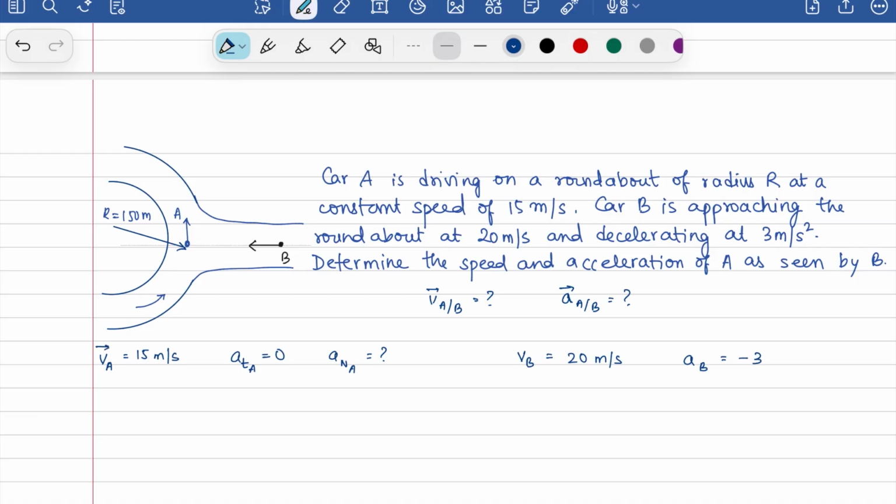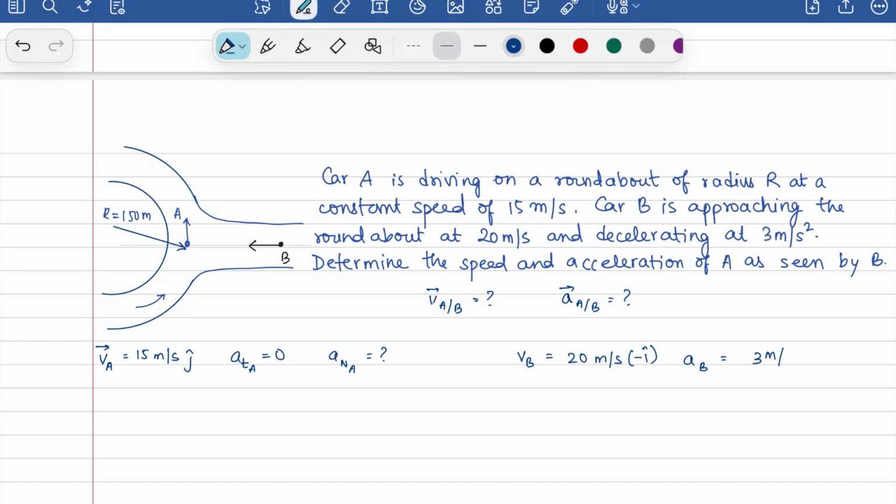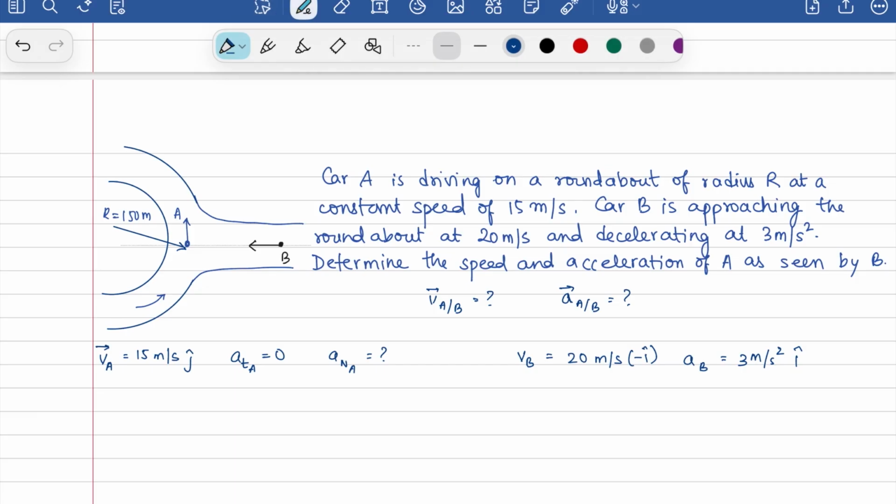Now, velocity of A is 15 meters per second j hat. Velocity of B is 20 meters per second minus I hat. And the acceleration of B would be 3 meters per second square along I hat. Okay, so velocity is in this way, acceleration is in that way. That's why it's deceleration. Okay.